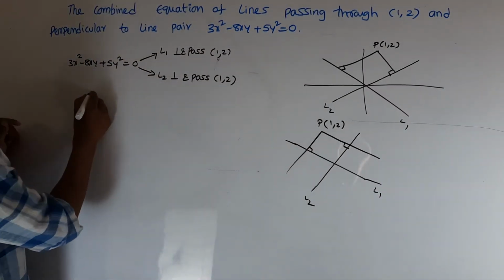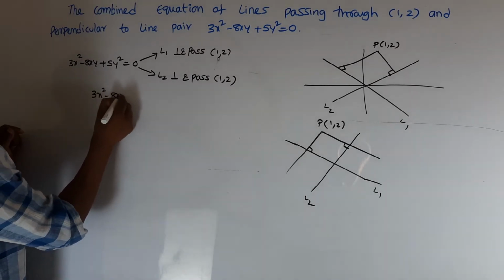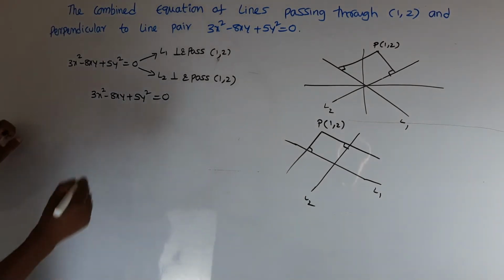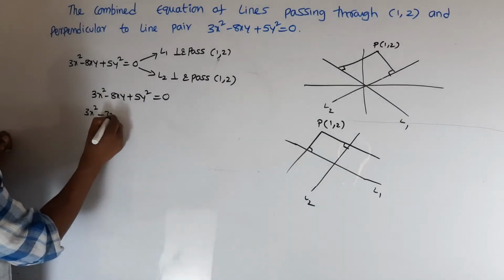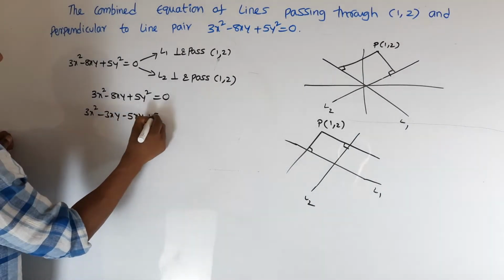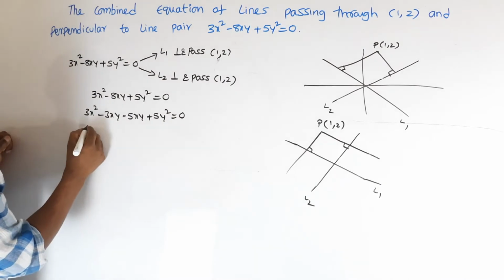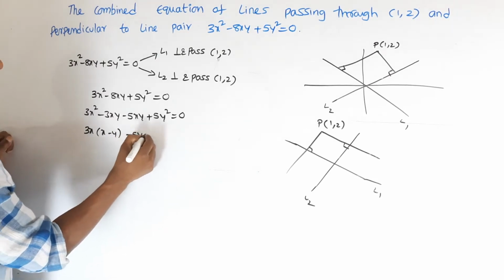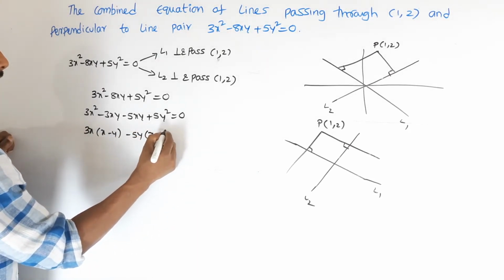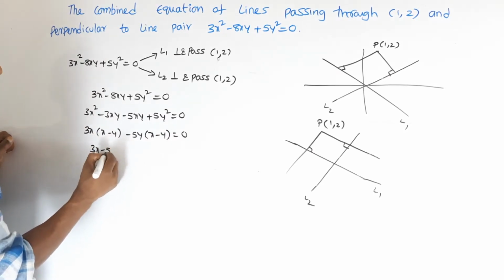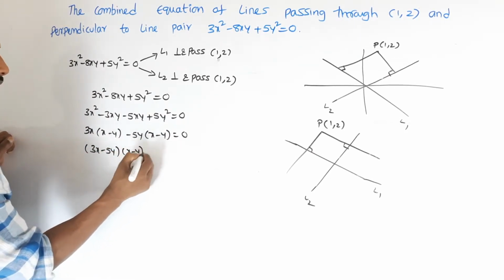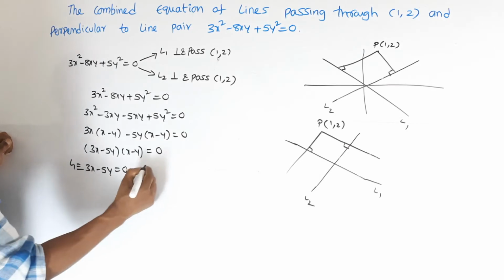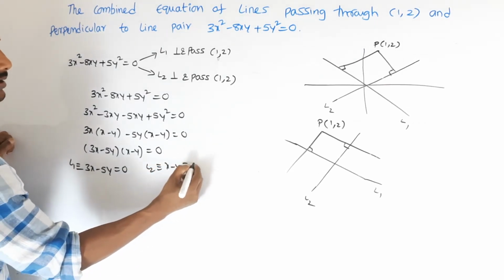So first, 3x square minus 8xy plus 5y square equal to 0. First we need to calculate line L1 and line L2. 3x square minus 3xy minus 5xy plus 5y square equal to 0. Bring 3x outside, x minus y, bring 5y outside, x minus y equal to 0. So (3x minus 5y) into (x minus y) equal to 0. Two lines: 3x minus 5y equal to 0, line L1, and x minus y equal to 0, line L2.